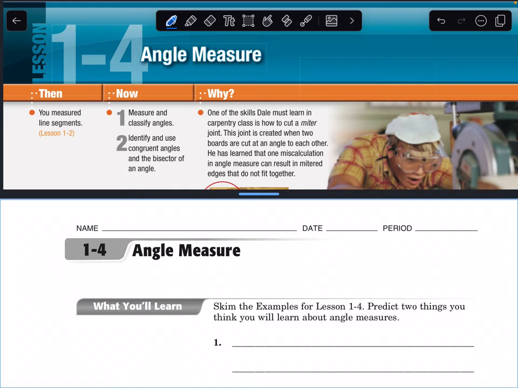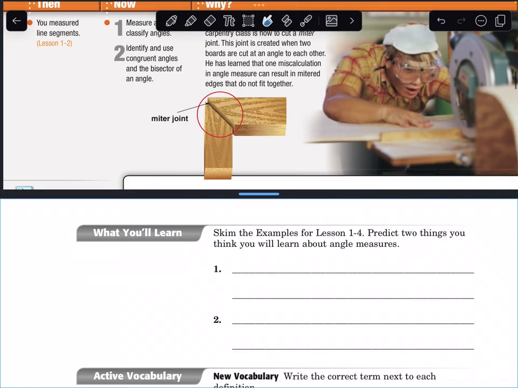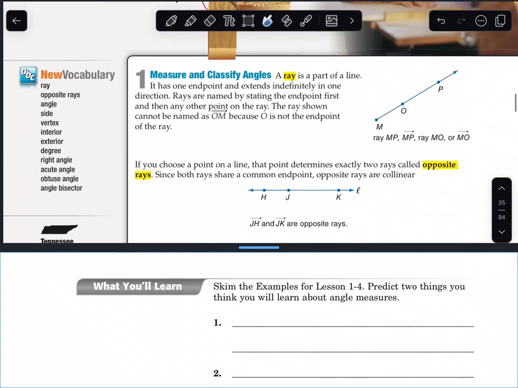Today we will cover guided notes for section 1.4, angle measure. What we will learn today: we will start by skimming the examples for lesson 1.4 and predict two things you think you will learn about angle measures. So let's go through that.